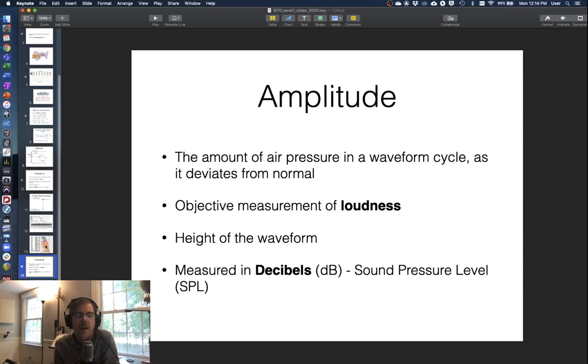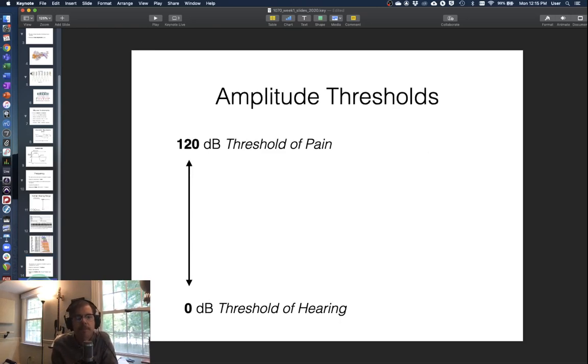How much air does it move? If the sound is extremely loud, it'll move a lot of air molecules. If it's really quiet, it doesn't move hardly any. It does not affect the pitch. We can have very quiet high sounds and very quiet low sounds, but the amplitude, these are two unique measurements. It is basically, in general, the height of the waveform. And we objectively measure loudness in this way, and we measure them with decibels.